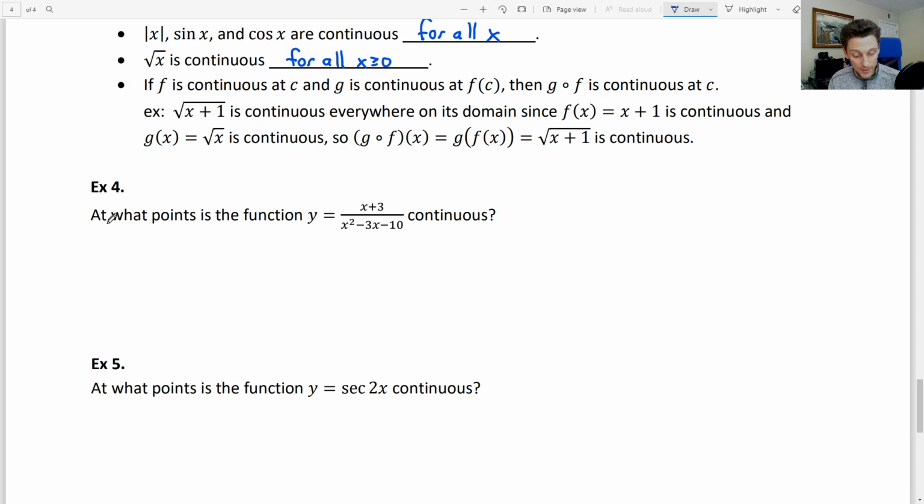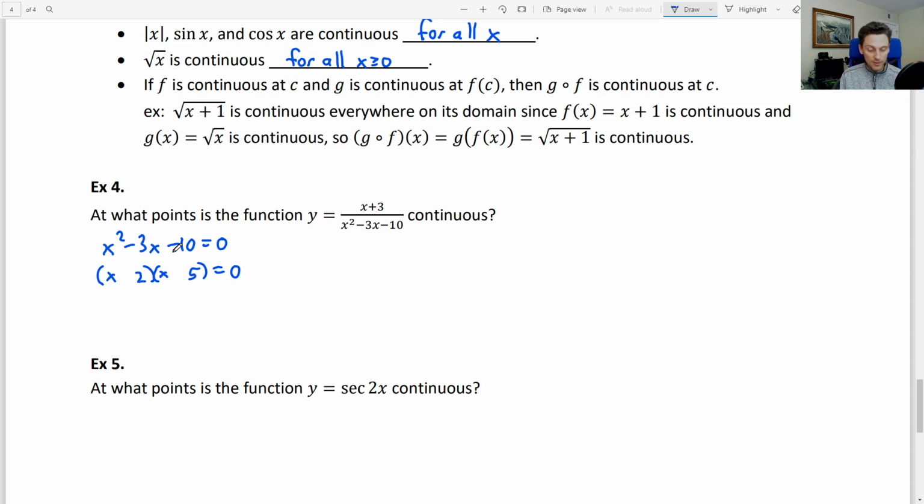So for example 4, we're asked at what points is the function y equals x plus 3 over x squared minus 3x minus 10 continuous? And here this is a rational function, so we're just going to look at where the bottom is not equal to 0, and that's where it's going to be continuous. Or alternatively, we can think, all right, well, where's that bottom equal to 0? Because those are the problem x values. We have to take those out of where it's continuous. Let's do it that way. We'll say, where is the bottom 0? This is the important part that we need to figure out.